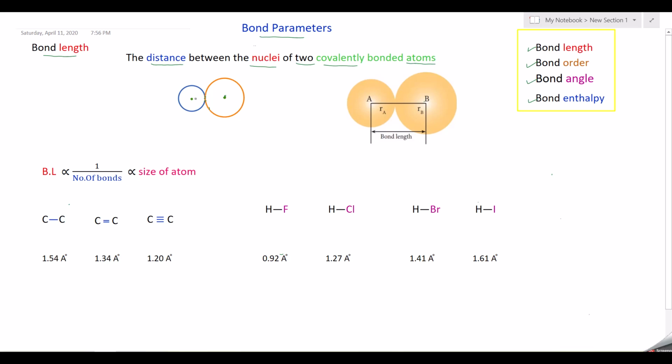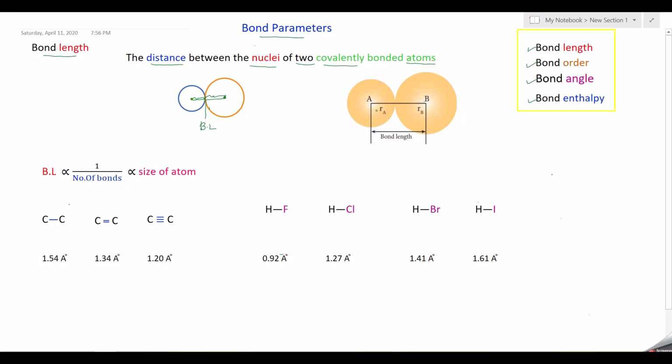So here you take this atom and its nuclei, and this is another atom with its nuclei, and these two are connected by a covalent bond. When you take the distance of these two nuclei, that will give the bond length. So here this will be nothing but the radii of this atom, and this is the radii of this atom. So when you add the radii of these two atoms, that will give the bond length.